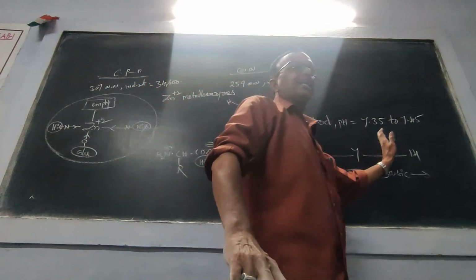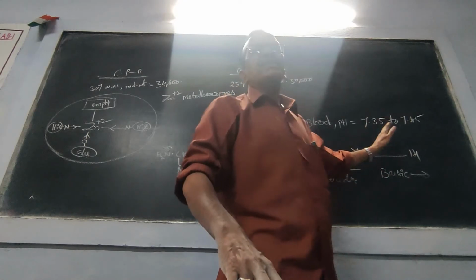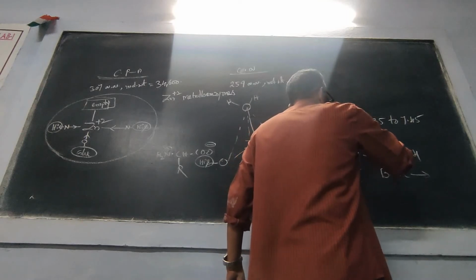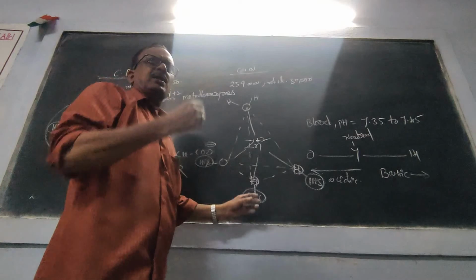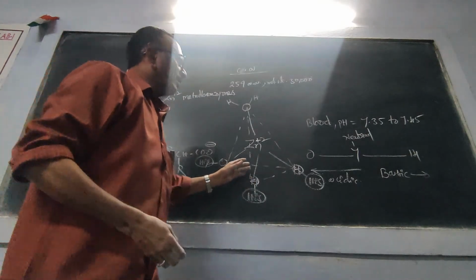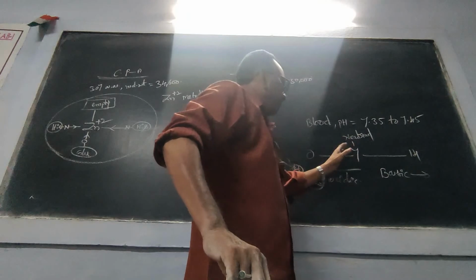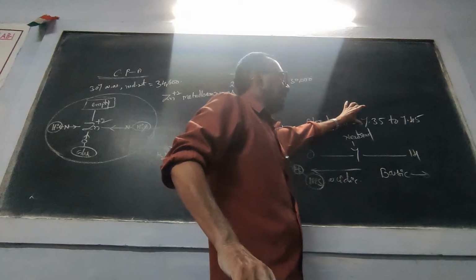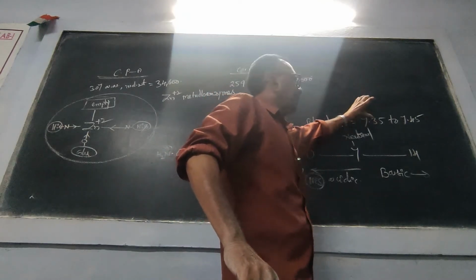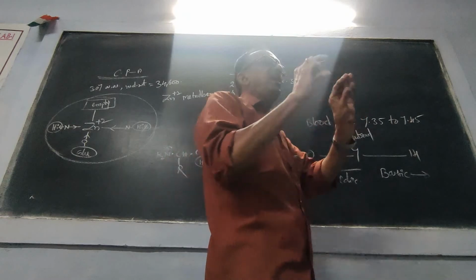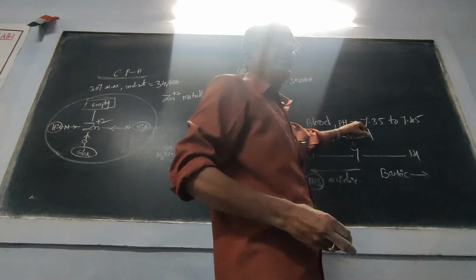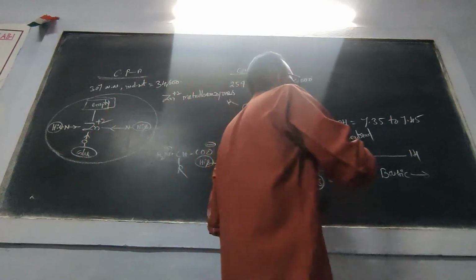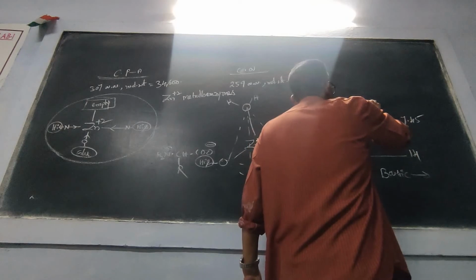If the pH is less than 7, it is called acidic in nature. If the pH is greater than 7, then it is basic in nature. And what about 7? This is neutral. So here the pH of our blood, human blood, is 7.35 to 7.45. It is slightly alkaline in its nature. So this blood pH must be maintained constant.